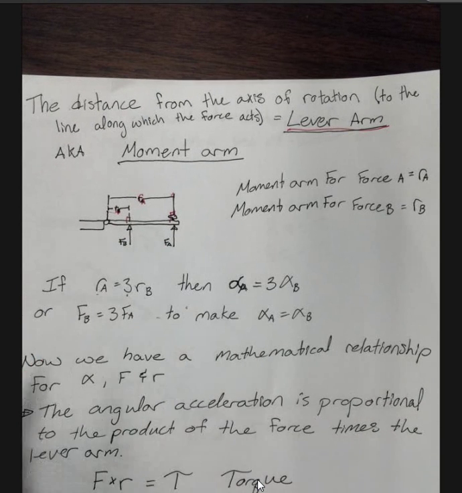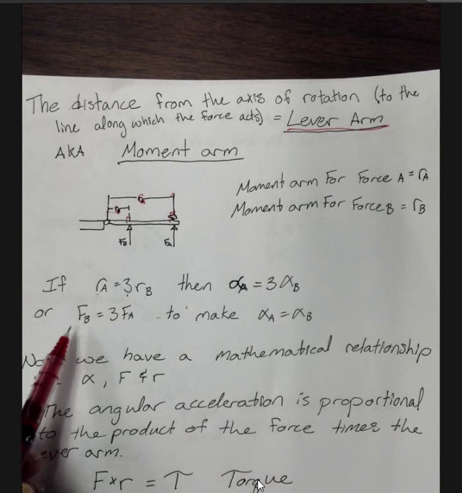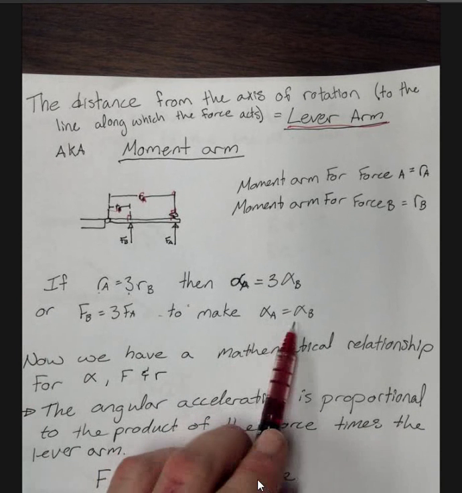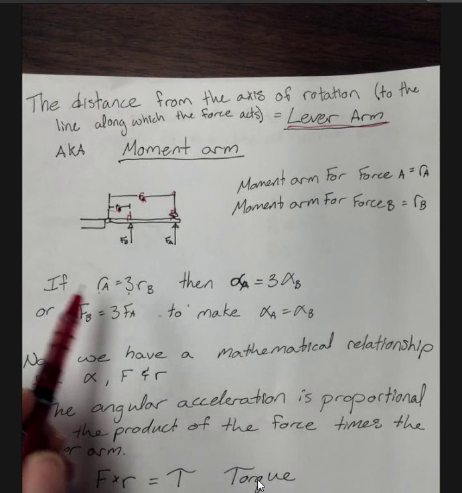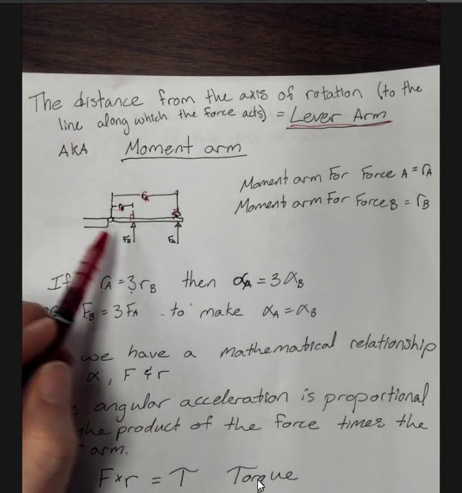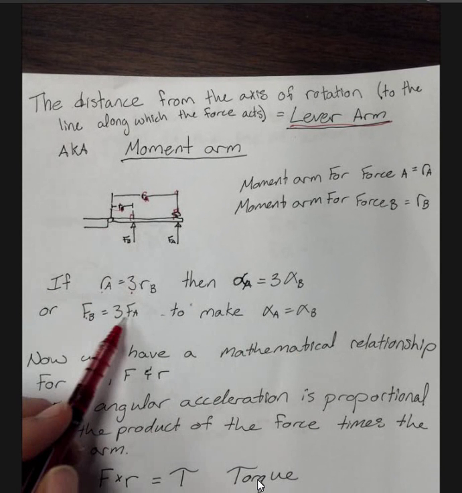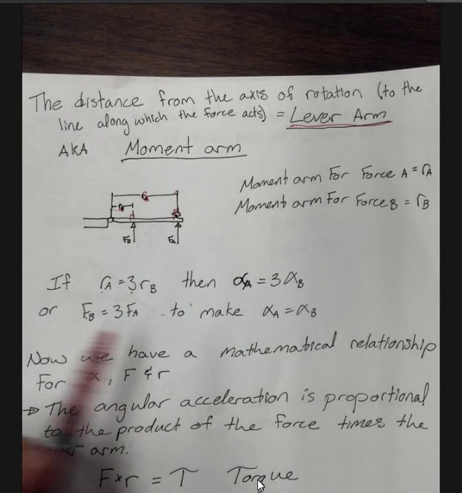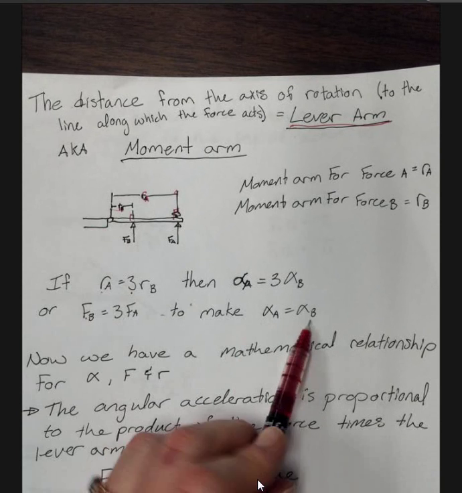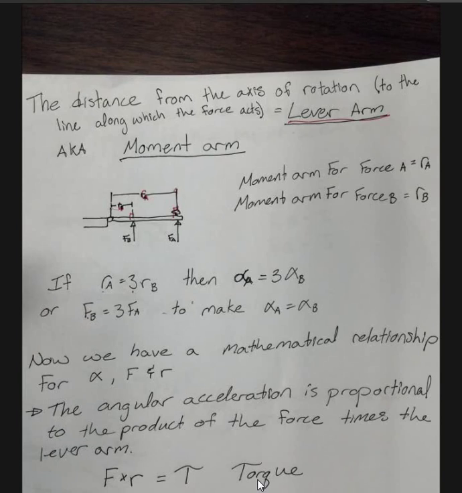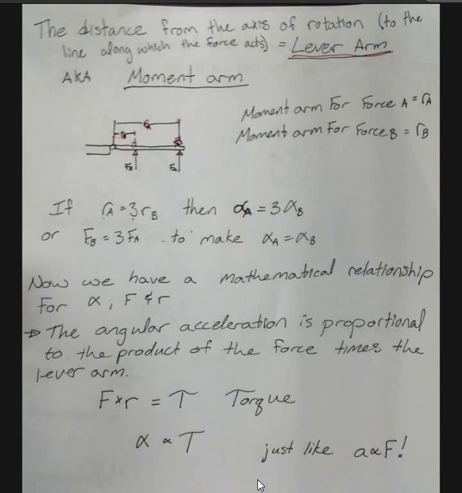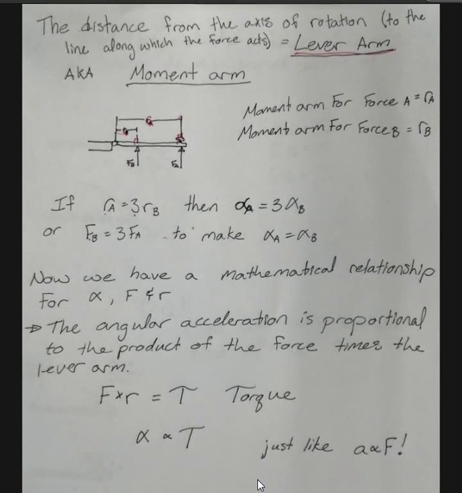Another way to say that is that in order for them to have the same rotational acceleration, in order for them to rotate just as quickly about the axis, the force given here at point B needs to be 3 times the size of force A in order to cause the same rotational acceleration, all because of the difference in the lever arm. So there's the mathematical relationship between acceleration, force, and lever arm.